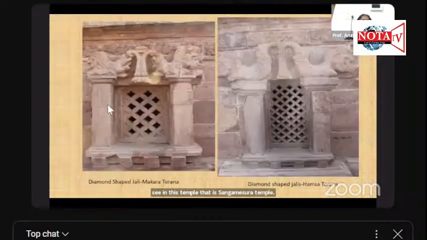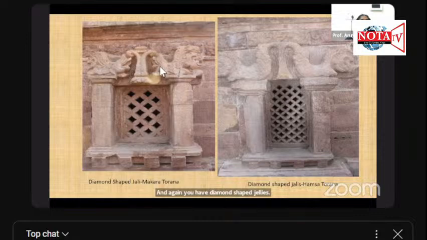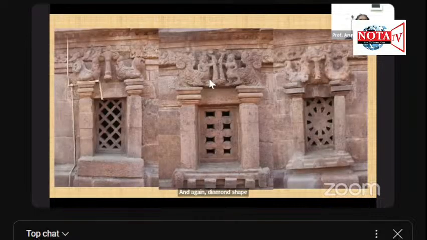And again, you have diamond shaped jalis. Here also you have Makara Toranas, and again Hamsa Toranas, and again diamond shape. So you have different types of toranas with all these makara and gandharvas and all.